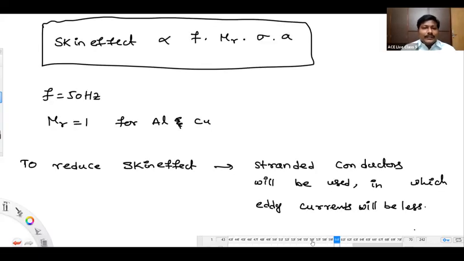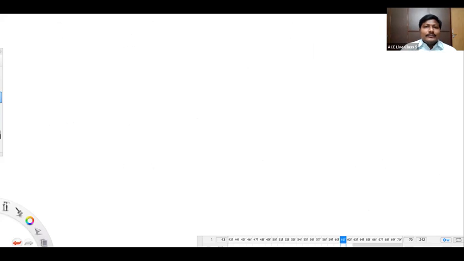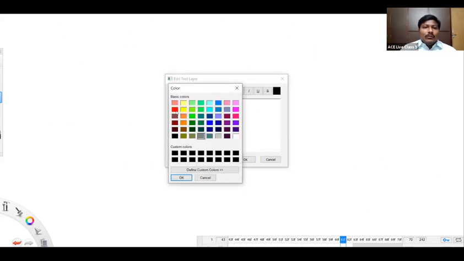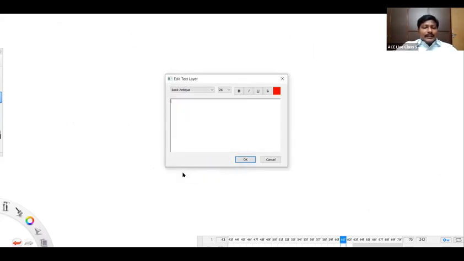Let's continue with yesterday's class. What we said yesterday is that to reduce the skin effect, we have to move to stranded conductors in order to reduce the eddy current circulation. So let's take the next heading as homogeneous stranded conductor.